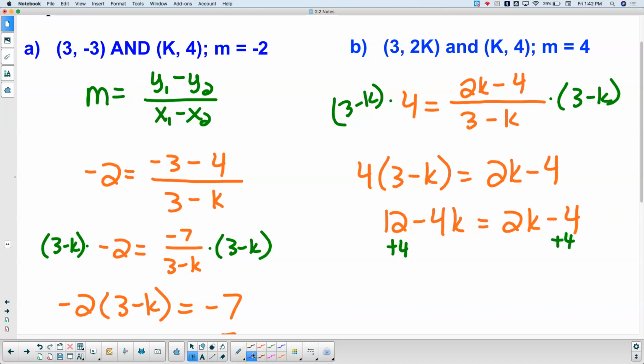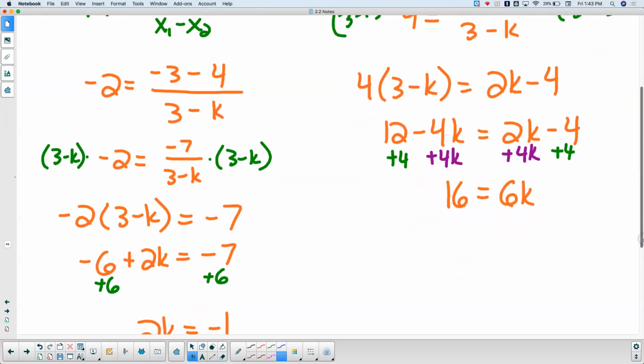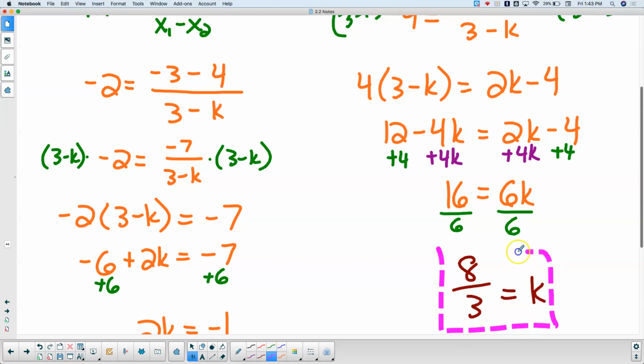I'm gonna add 4. At the same time, I'm gonna add 4k. That's gonna give me 16 equals 6k. Then I'm gonna divide both sides by 6. 16 divided by 6, both can be divided by 2, 8/3 is k. So if k is 8/3, the slope between those 2 points is 4. Okay?